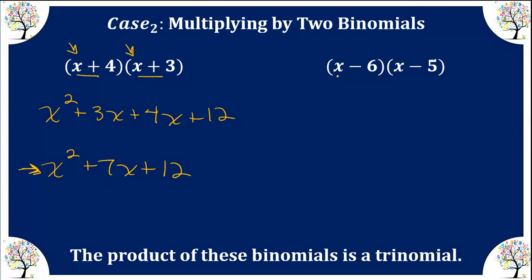Let's take a look at this example where we have some negatives involved. We have x squared minus 5x minus 6x plus 30. Notice again, before we combine the middle terms, we have 4 terms, 2 linear terms. Again, this is going to be a super important step when we are factoring.